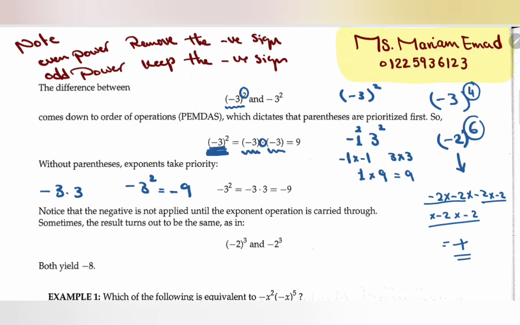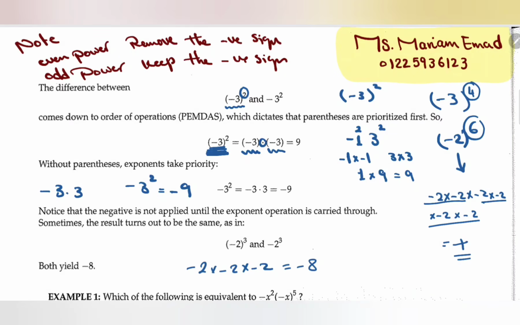Okay. So what about the odd power? The odd power will keep the negative sign. So, for example, if I have (-2) all, and we know now the meaning of all, (-2) all to the power 3. That means all the -2 repeated 3 times. So it's -2 multiply -2 multiply -2. So -2 multiply -2, it will be just positive 4. And positive 4 multiplied by -2, it's -8. So the answer is -8.